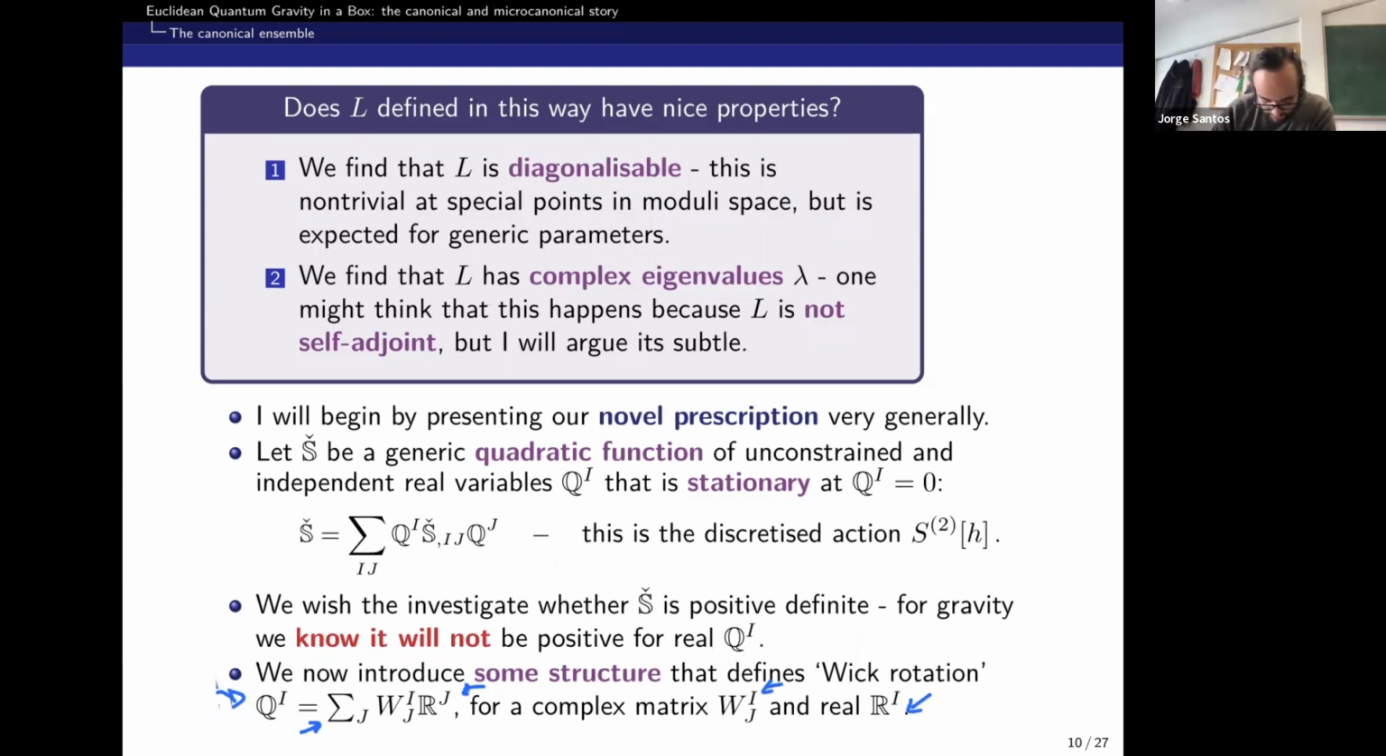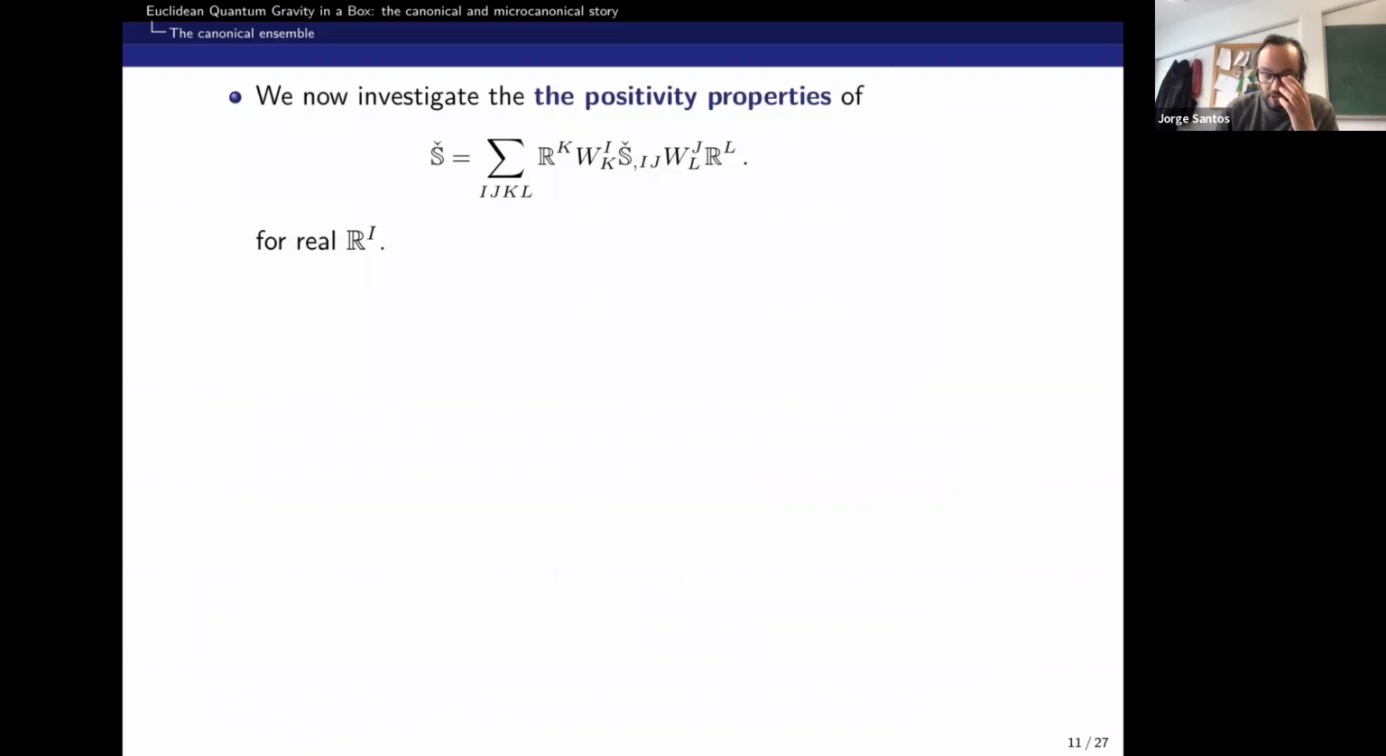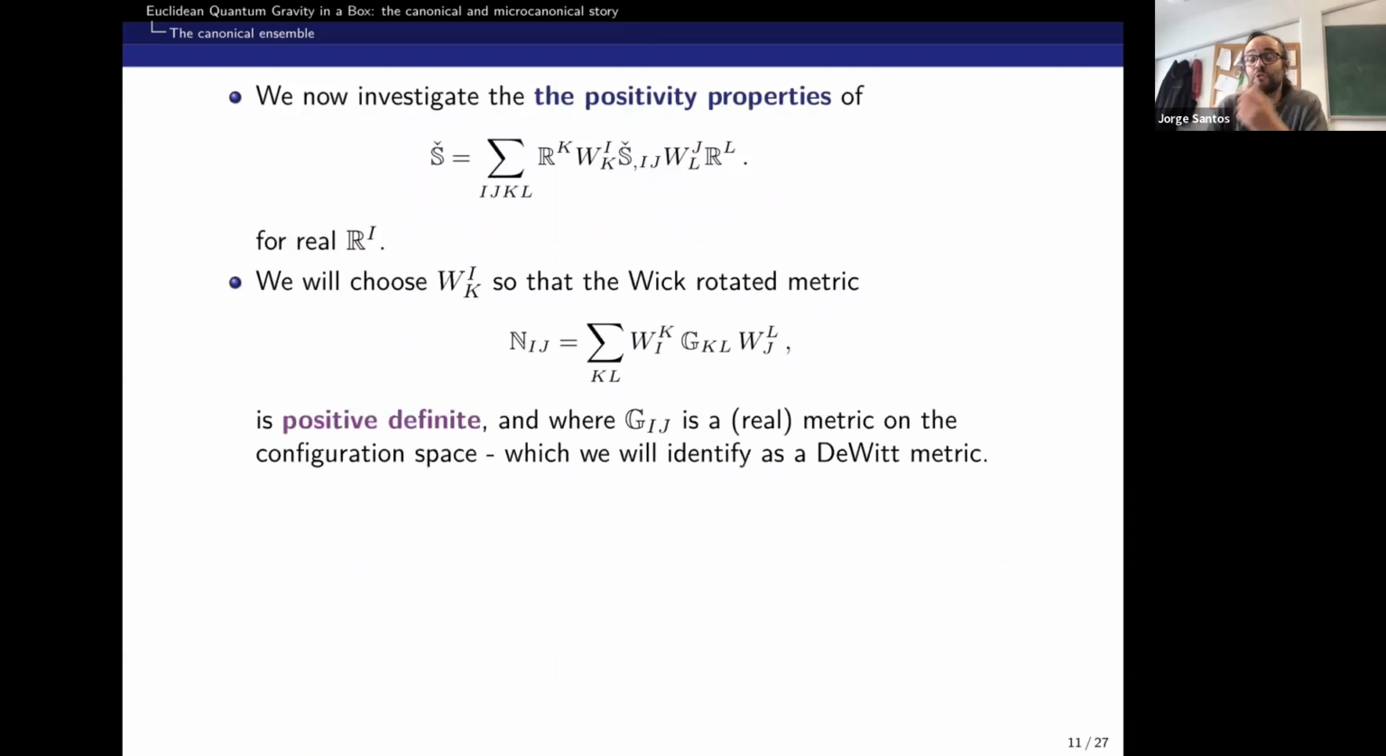So all you have to do is to take this form for the q's and introduce it there. And I haven't told you yet how you're going to write the W's that you should choose. That's part of the problem, okay? Once you do that substitution, now you have to study the positivity of this object for r real. These W's can be complex, but these r's are real, okay? If they are complex, all of this has to be in such a way that this S check will still have to be real.